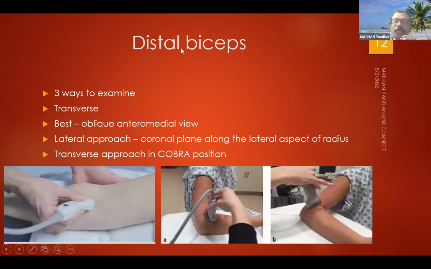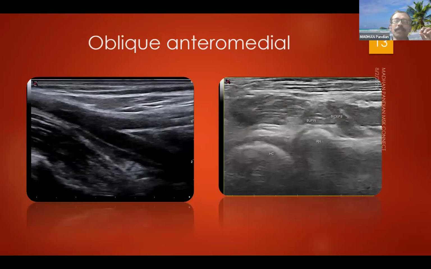And these are the ways you look for the distal biceps. The most common way, which I always advise you to go for, is an oblique anteromedial view through the pronator window. The lateral approach through the coronal plane along the lateral aspect of the radius, and a transverse approach with the cobra position. So all these are very essential to identify if there is any distal biceps injury.